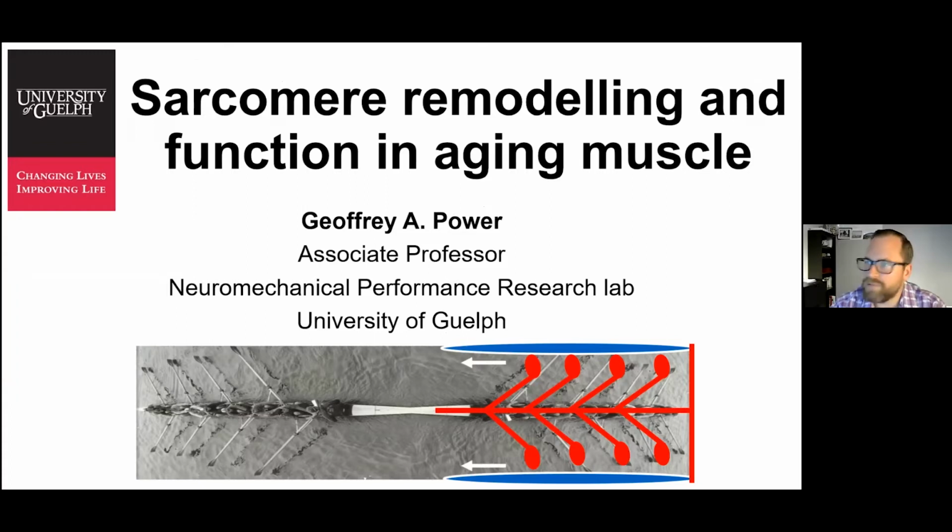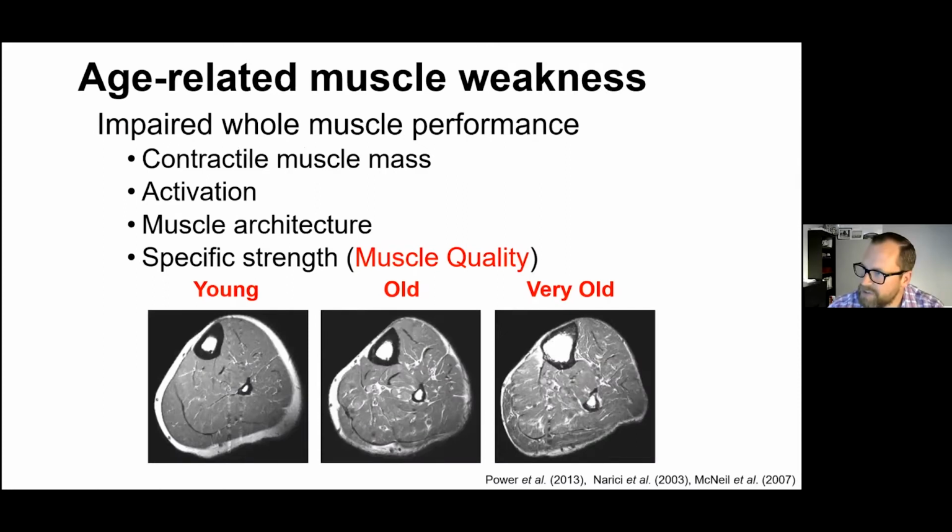The work I'm going to present is some of the work from my postdoc, interested in how changes to muscle fascicle length and muscle architecture influence function in aging muscle, specifically passive force. So natural adult aging is associated with age-related muscle weakness, and this manifests as impairments in whole muscle performance.